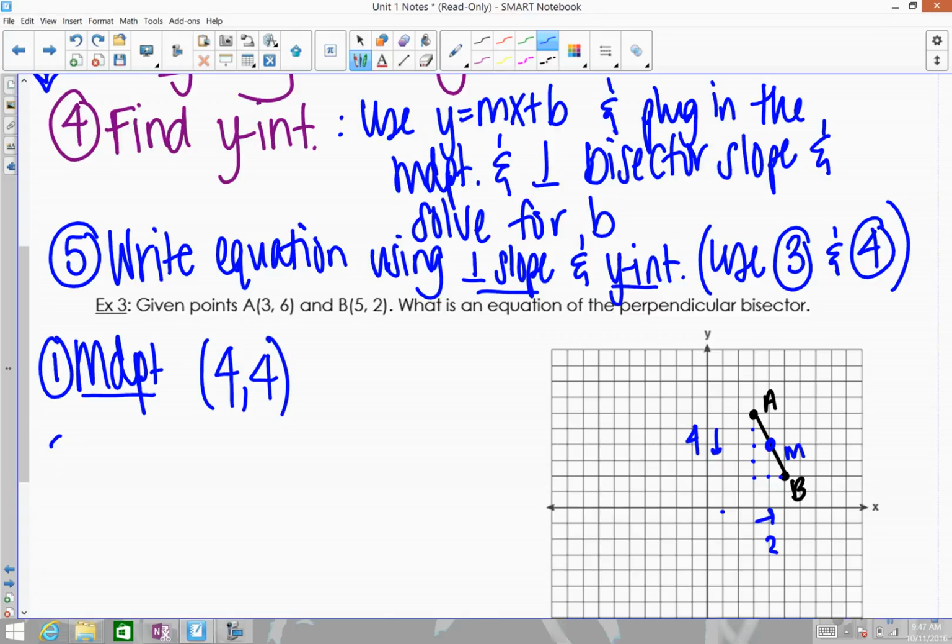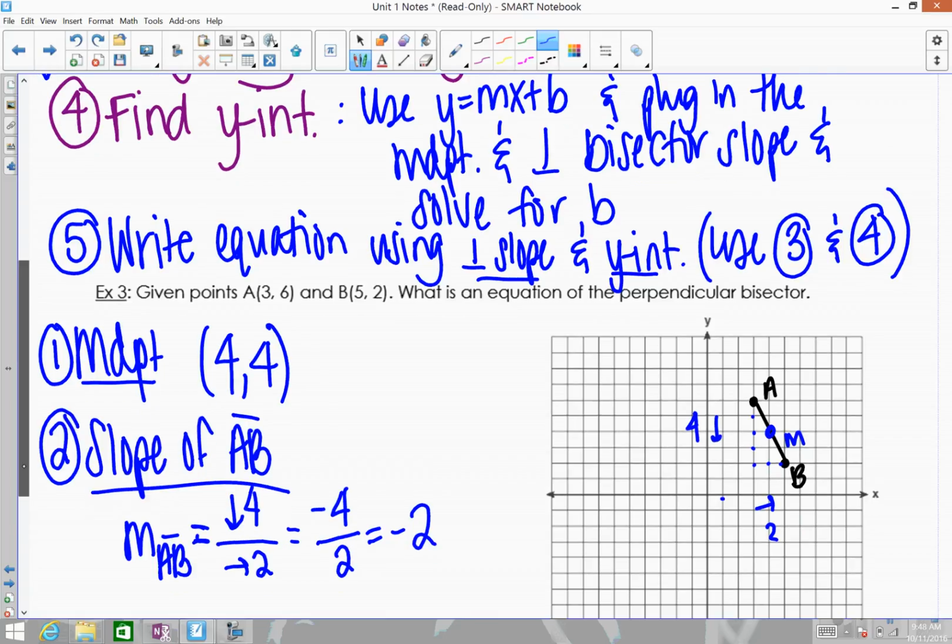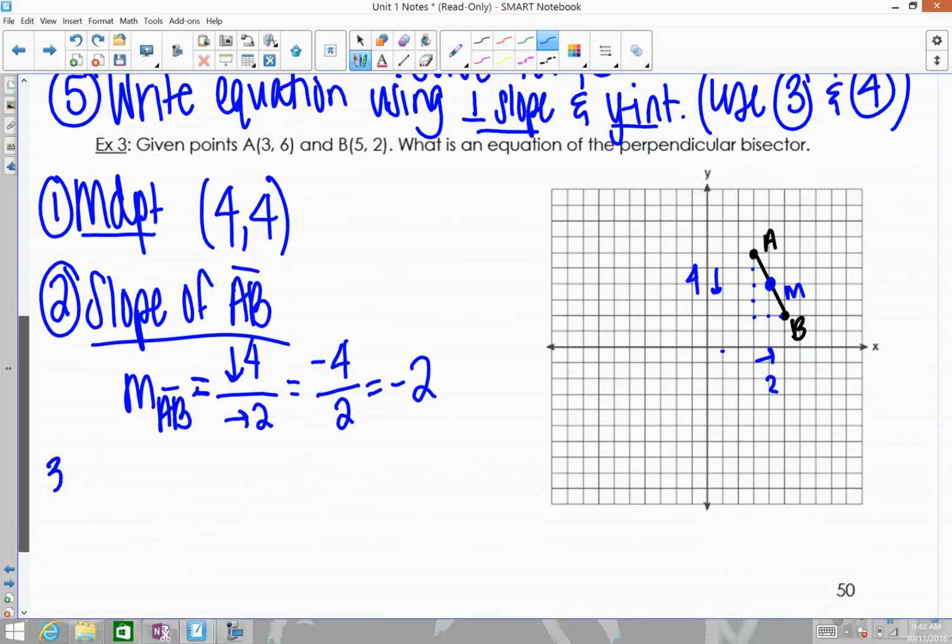Then I'm going to find the slope. Step 2 is the slope of the original, so that means the slope of AB. That's my original segment. Since I've already counted down and to the right, I know that the slope of the original is down 4, right 2. Since it's down, that tells me it's negative 4 over positive 2, since you went to the right. So that's going to end up being negative 2, which then tells me the slope of the perpendicular.